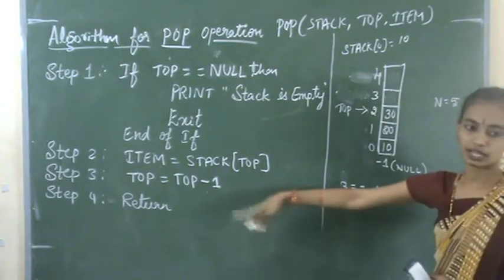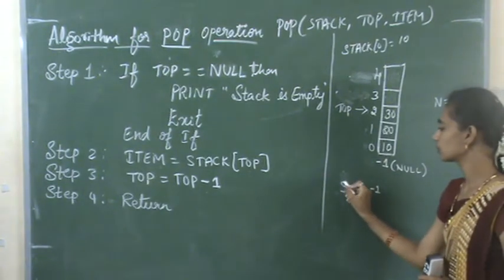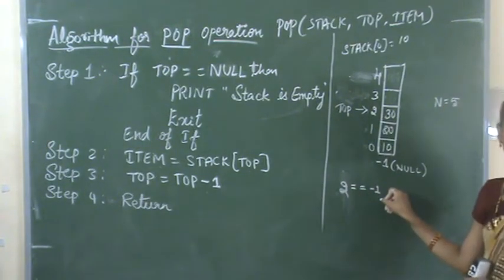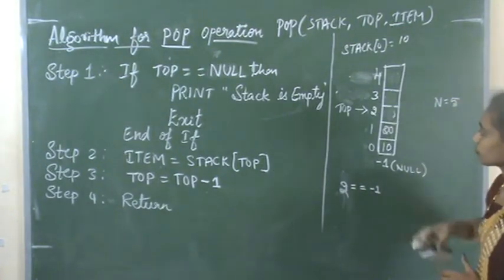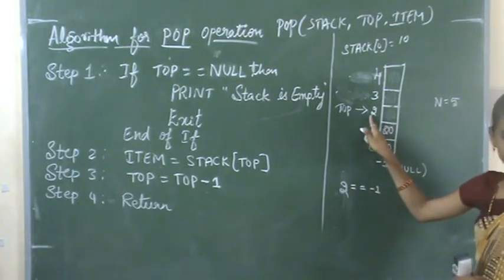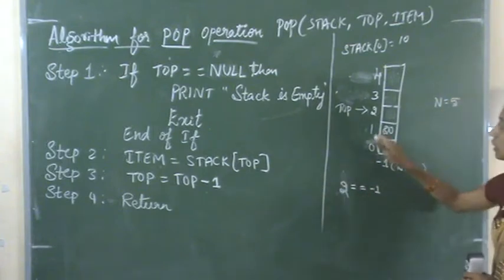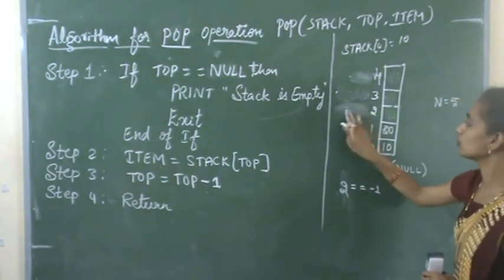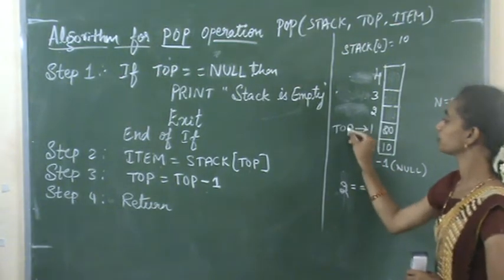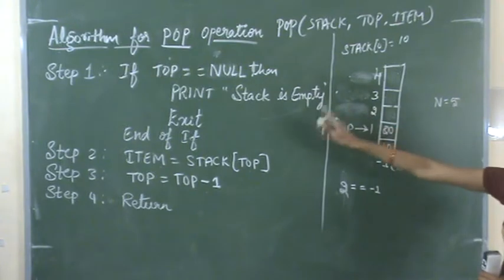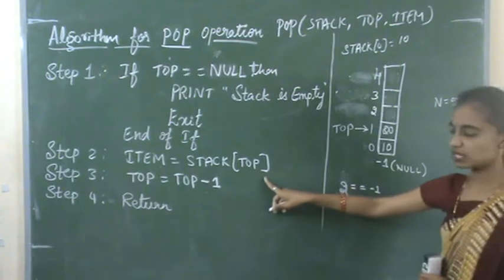Again go back to the if condition. It will check whether 2 is equal to minus 1. No. So it will remove the item and store it in the variable item. Again decrement the top value. Now the top value becomes 2 minus 1, which is 1. So top is 1. Again it will be repeated. Again check the condition: is 1 equal to minus 1? False. It comes to the second step.